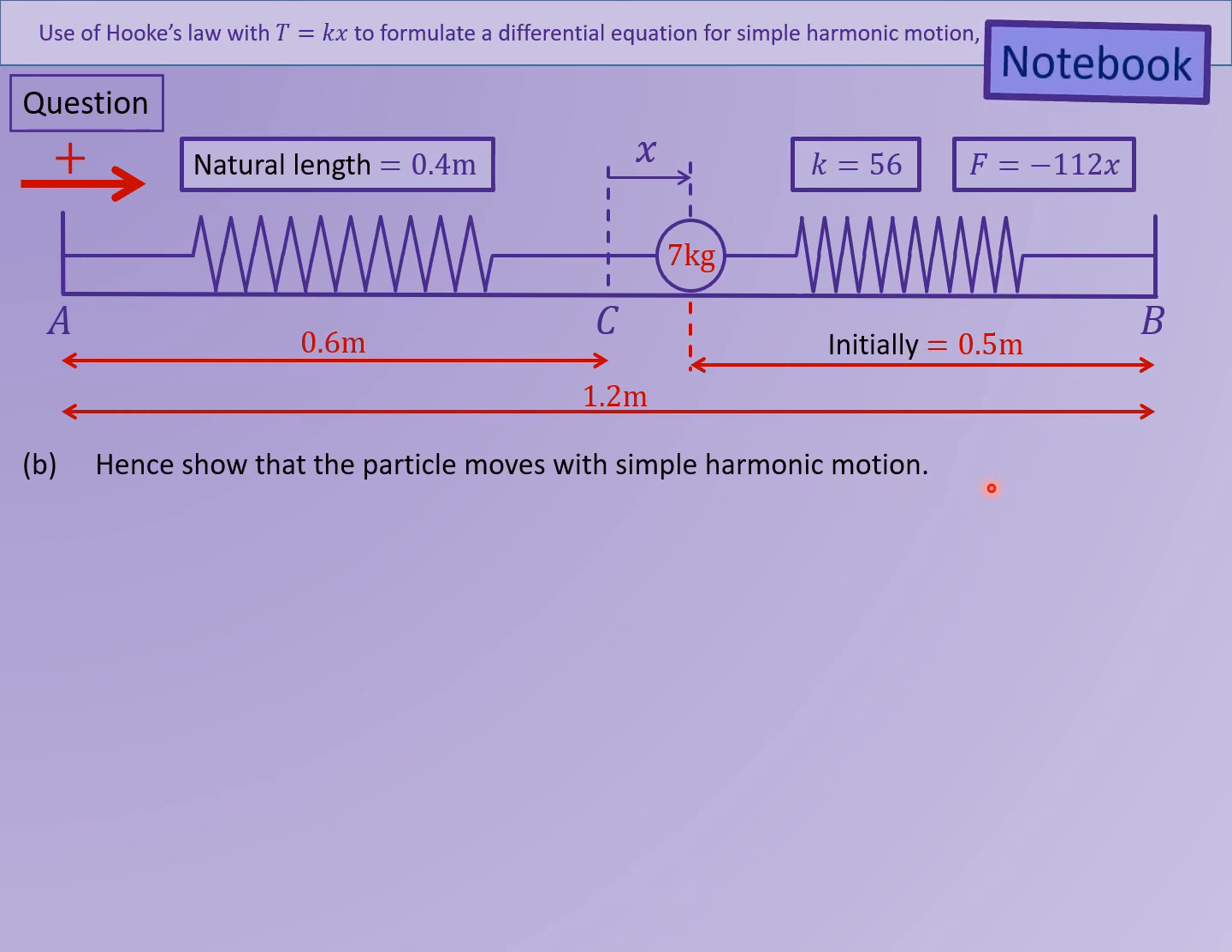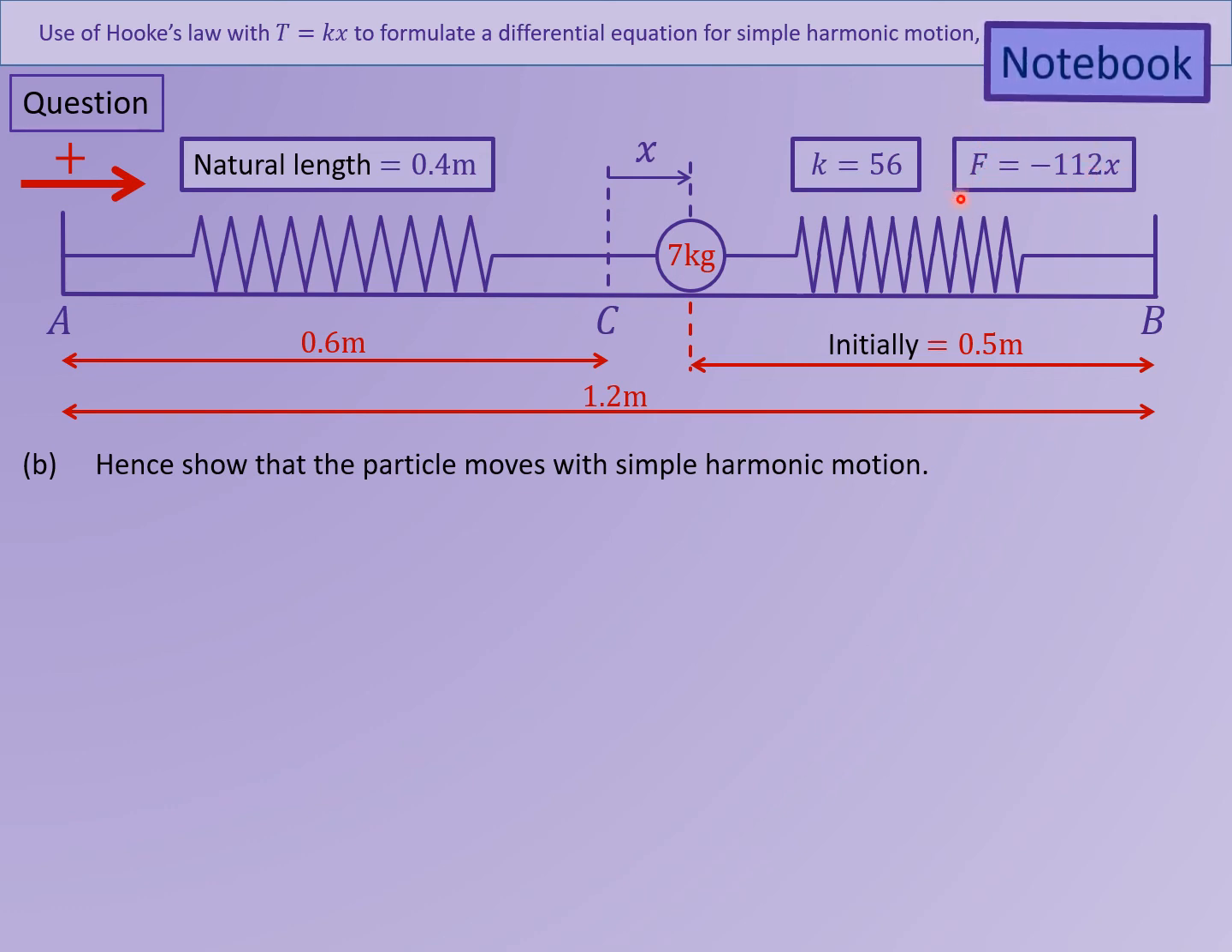The x double dot, the acceleration, equals minus omega squared x. In other words, something like the second derivative equals some number times x. That's my goal. Okay, what have I got to work with? Well, I remember the previous question got me this result: F equals minus 112x. Now I can see that that part there, minus 112x, may be something to do with simple harmonic motion. What about this side, F?